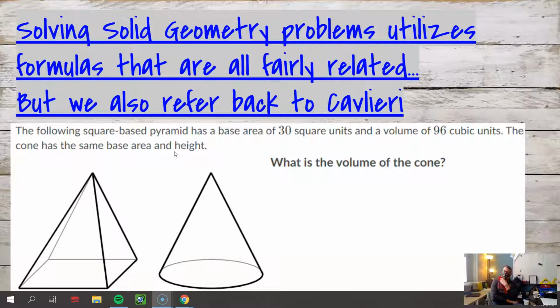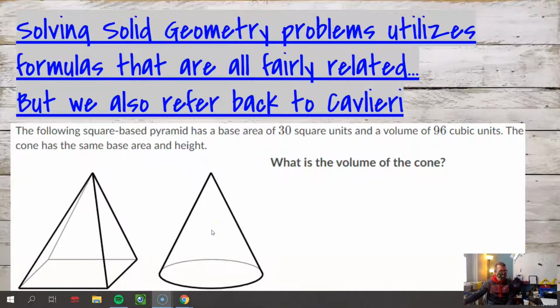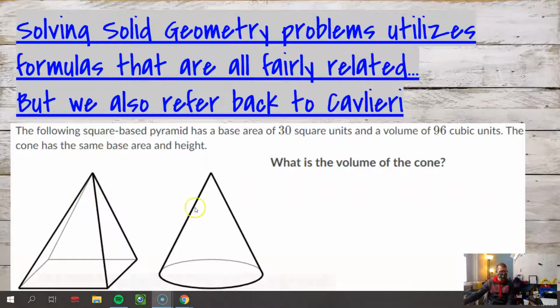They say it has the same base area, so that circle's area is 30. The height is also 9.6. We figured that out. We don't really care, but we figured that out. What's the volume then of this cone? Also 96. Because an application of Cavalieri's principle is that if we have the same base area and the same height, that really a pyramid is a cone, is a pyramid is a cone, kind of back and forth, if we're talking about volume.